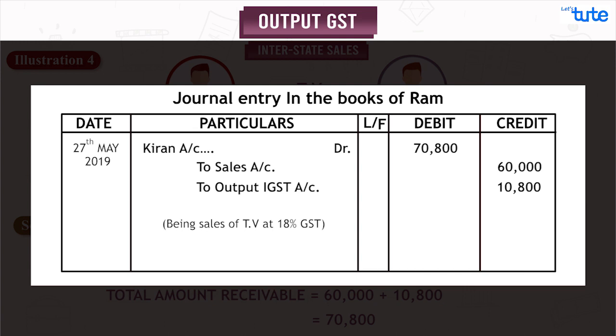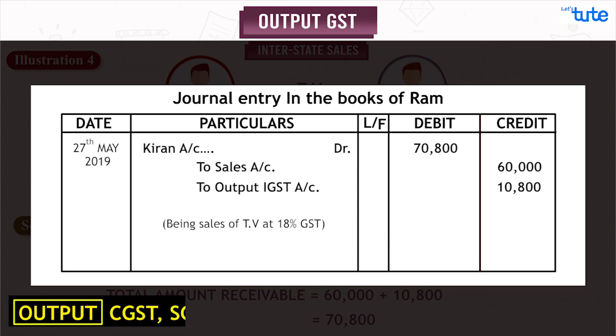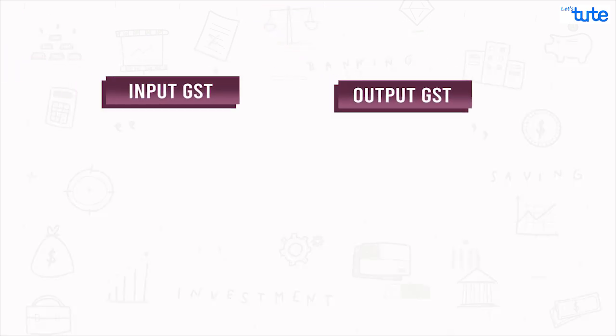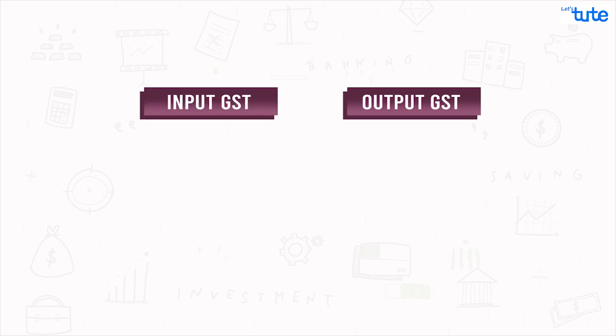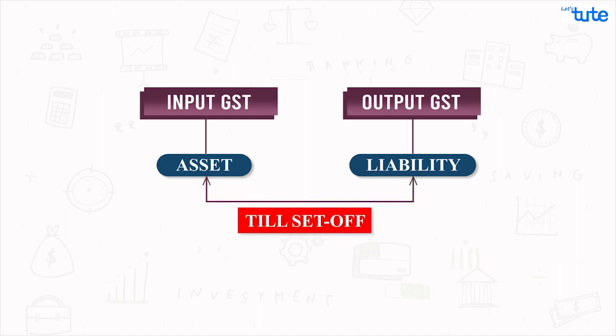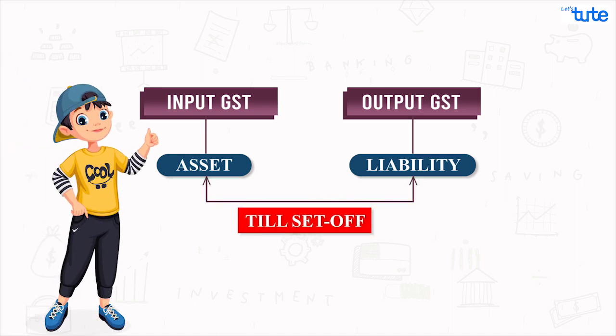Again, after looking at the above examples, it is clear that the term output is mentioned along with CGST, SGST or IGST to indicate that the GST is charged or collected on sales. The input GST is considered as an asset and output GST is considered as a liability till it is set off. We will learn this concept of set off in further sessions.